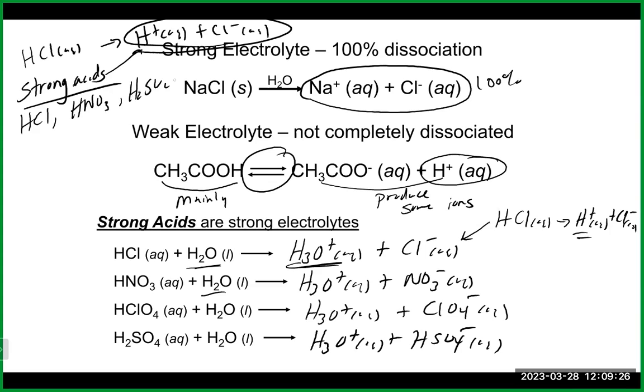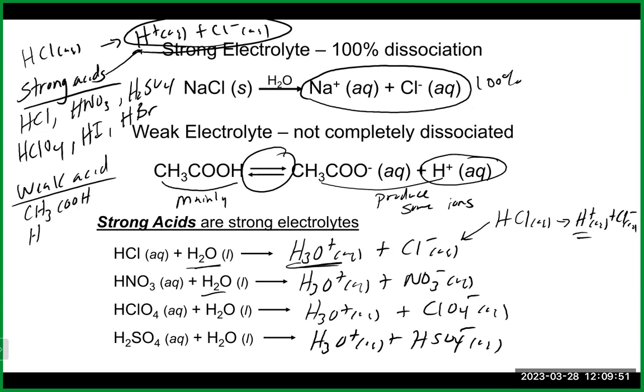Sulfuric acid, perchloric acid, hydroiodic acid, hydrobromic acid. So those six there are pretty strong acids. Some weak acids that are commonly come across are acetic acid, hydrofluoric acid, nitrous acid, hydrocyanic acid. So these are some examples of weak acids.